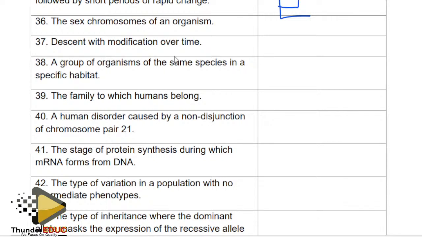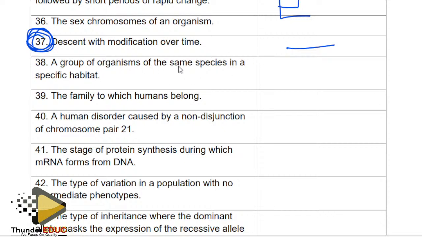The descent with modification, how do you call descent with modification? Yes, how do we call descent with modification? Let me see in the comments below. I want to know number 37. I want to know this answer. Please put it in the comment. Just write 37 and then put the answer there. I want to see if you're going to get it correct.